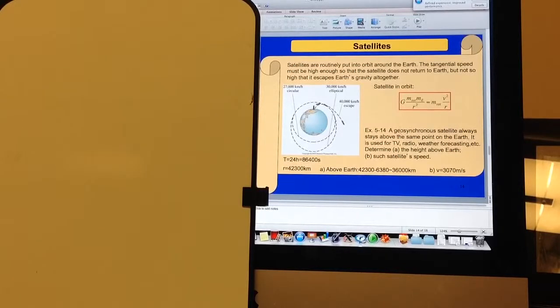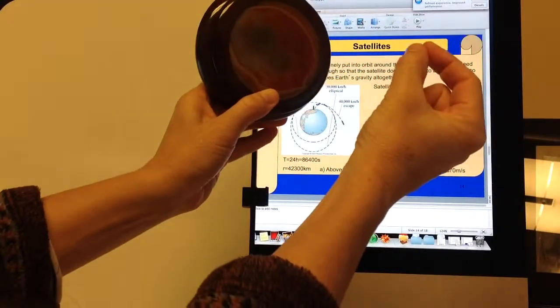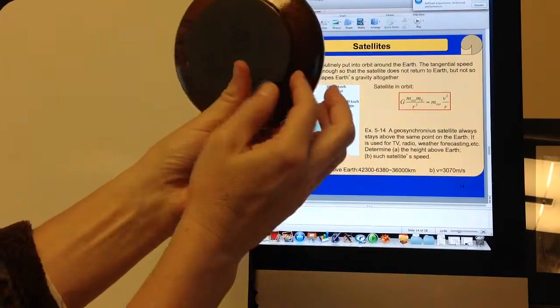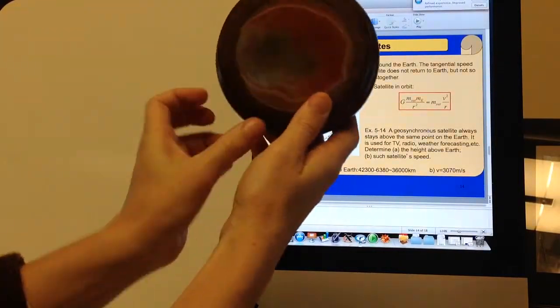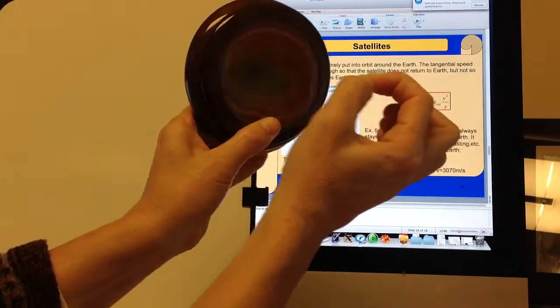What does that mean? Geo comes from Earth, and synchronous means synchronized, in synchrony with Earth. So the idea is the following. Suppose this is planet Earth, and this is the satellite. You know that the planet Earth moves around itself, and that's how we get days and nights. So here is Earth, and this is my satellite.